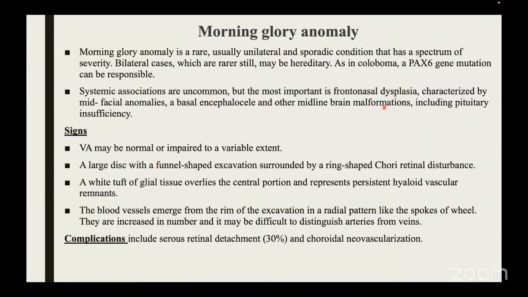As you mentioned, systemic associations include frontonasal dysplasia and basal encephalocele, sometimes associated with pituitary insufficiency. Visual acuity is mostly impaired in what I have seen, but in Kanski it's mentioned it may be normal in some patients. Okay, so all this text is from Kanski. Complications, very importantly: serous retinal detachment in 30% and choroidal neovascularization. Okay. Thank you, Dr. Hina.